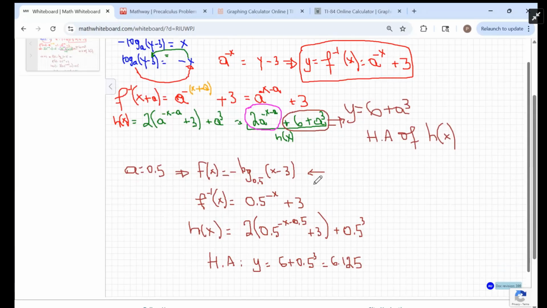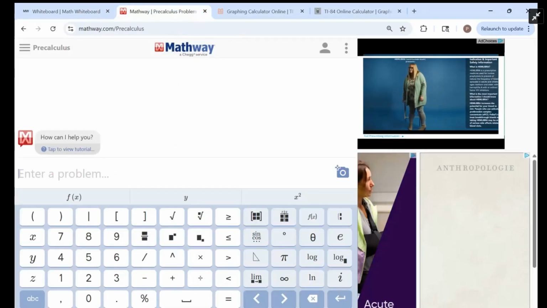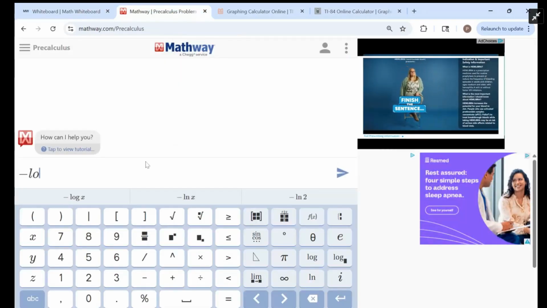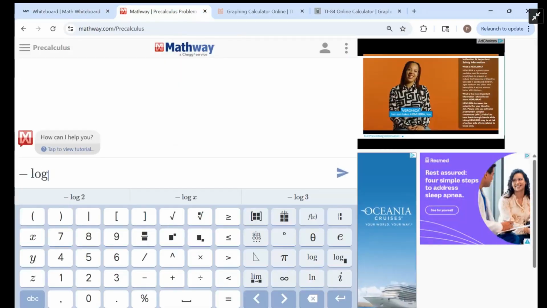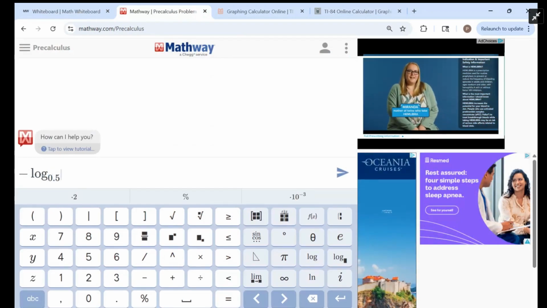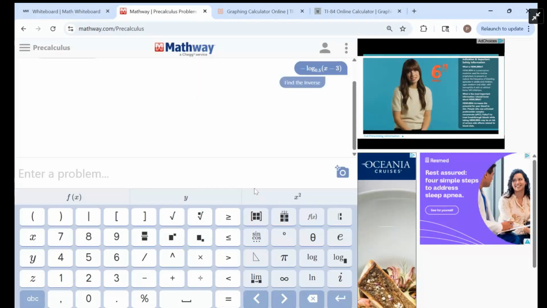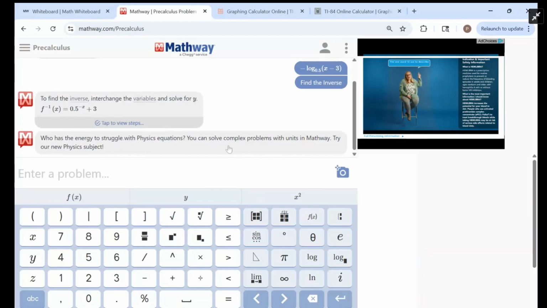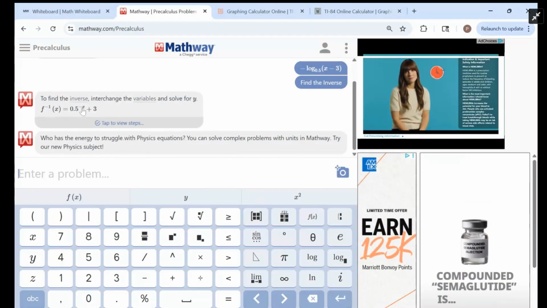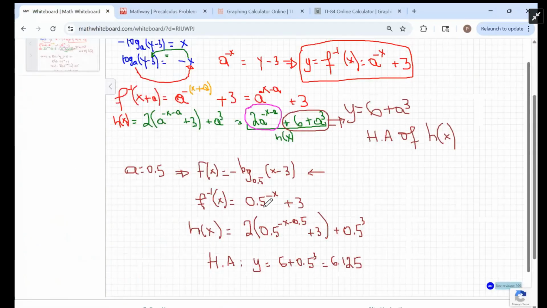So what we're going to do right now on Mathway is plug in f of x and ask it, hey, Mathway, tell us what's the inverse. So negative log base 0.5 of x minus 3. All right, Mathway, what's the inverse? Check this out. 0.5 to the negative x plus 3. What did we find? 0.5 to the negative x plus 3.